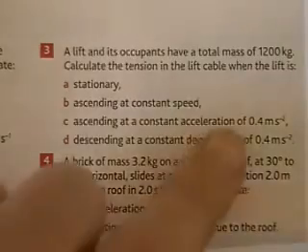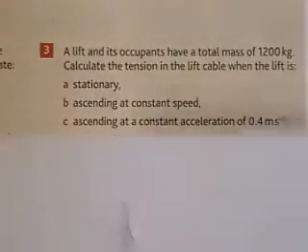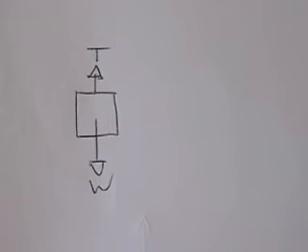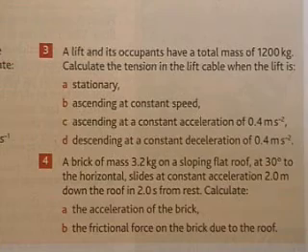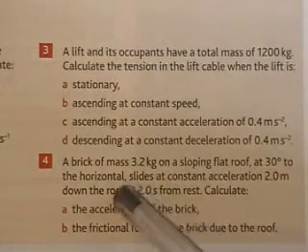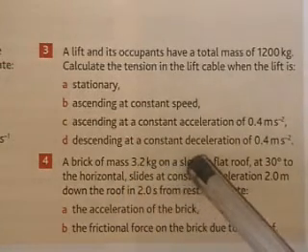So you know the mass, you know the acceleration. So if you know the resultant force equals mass times acceleration, you can find the resultant force. And then when you think what the resultant force is, to do with T and W, you should be able to find T. Part D is descending with a constant deceleration.